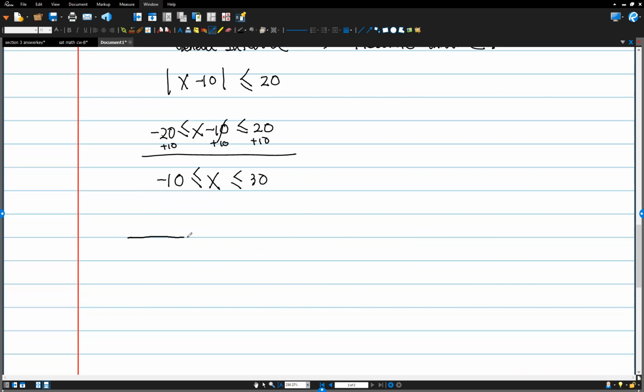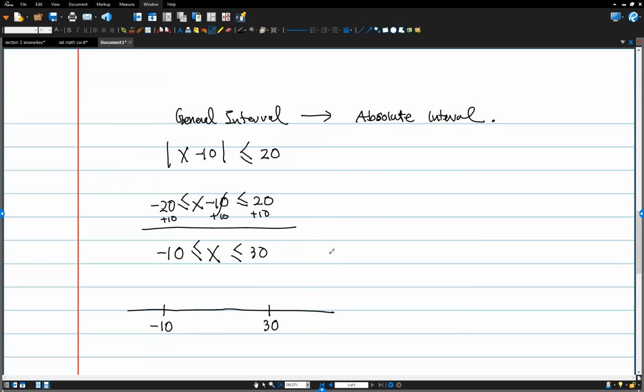That's the solution set. I'm going to make a graph over here: negative 10 over here, 30 over here. Using this one, you have to go back over here. This is the general interval notation, and this one is the absolute interval. Different expressions, but what are these numbers? If you know these two numbers, you can substitute in there. Where is this number 10?